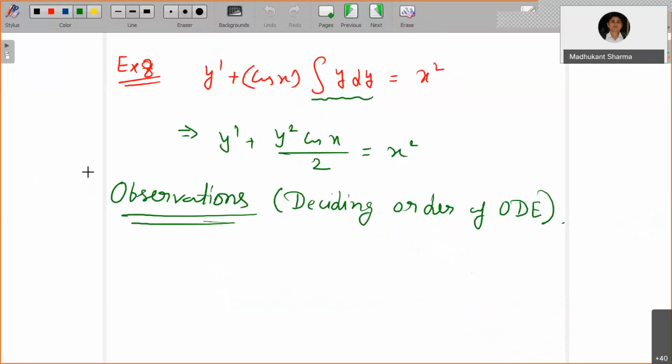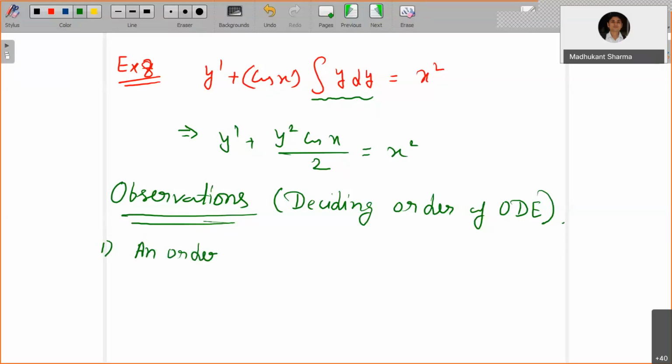Right. So we can decide from here. So deciding order of, let's say, first order of an ordinary differential equation. Okay. Now, first observation is, we are going to decide the order only.